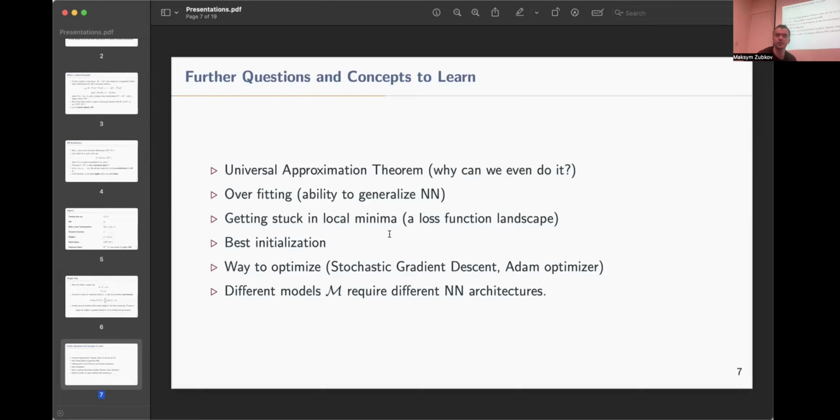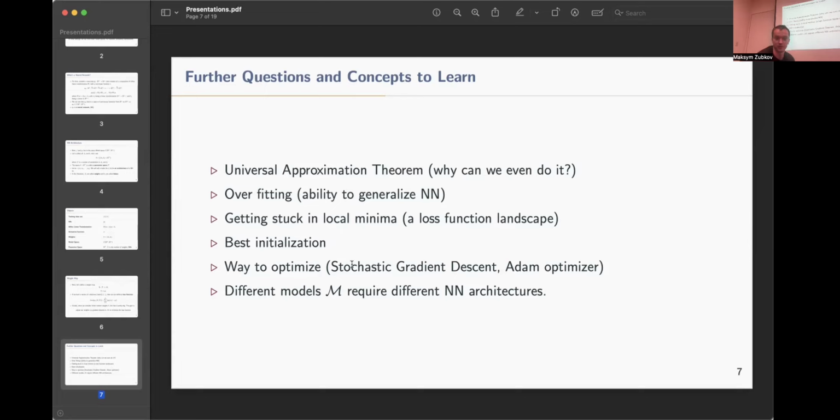Getting stuck in local minima is also really interesting. Like when we have a landscape of the loss function, and what architecture to use, and how to build and train our neural networks so we're not going to get stuck. And best initialization of starting parameters. Depending on how we initialize them, we might be successful or not successful in training our neural networks. That's also pretty interesting.